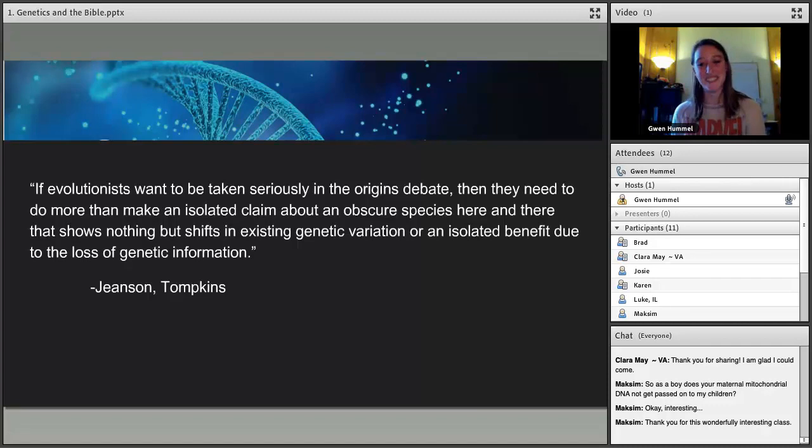It is interesting. I think it's one of the really cool things when you look at cellular biology and how everything kind of pieces together. It's really interesting how we're put together.